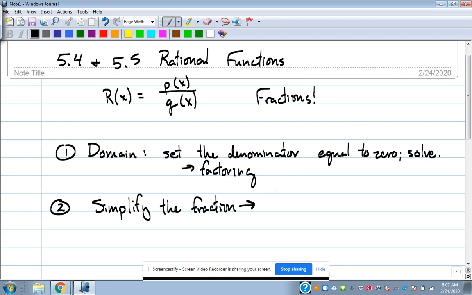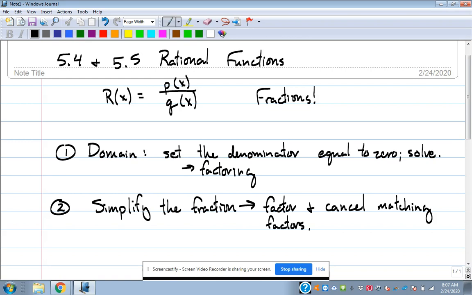We're going to factor and cancel to do that. So we'll see this when we get to the examples. Factoring and canceling the matching factors. I guess we should write that too, matching factors. So if we're going to have to factor anyway to simplify the fraction, that's why I say when you do the domain, do it by factoring, because that just gets you one step ahead when you go to simplify.